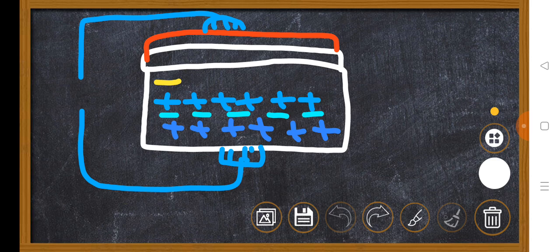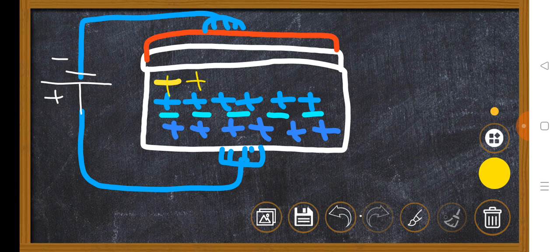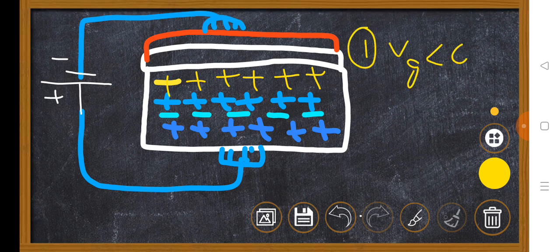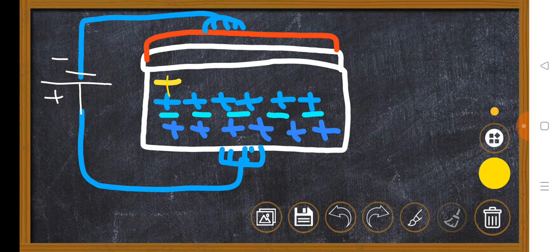When the negative terminal of the battery is connected to the gate, we have seen that there is an accumulation mode. Is it clear? That means the holes will come and stand here. This mode is called accumulation mode, that means when Vg is less than 0. Is it clear? Now observe very carefully what will happen if the positive terminal of the battery is connected.